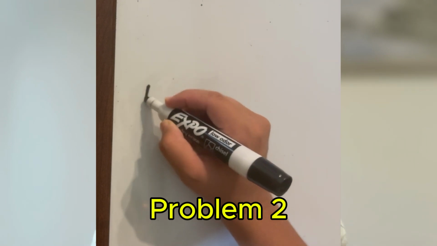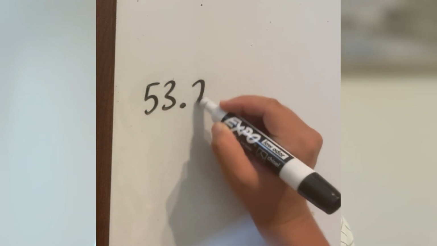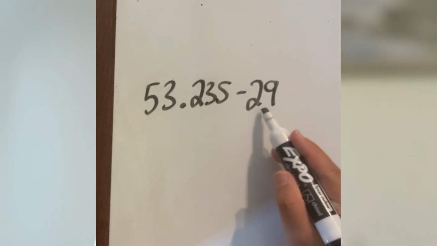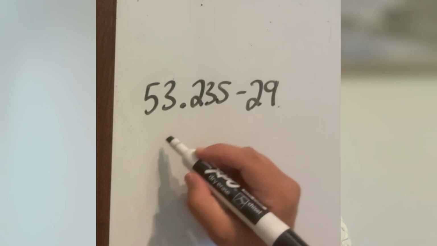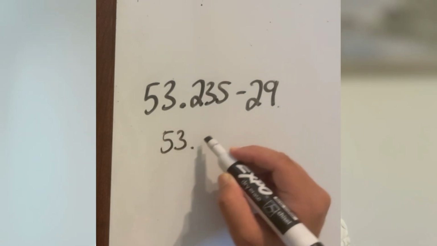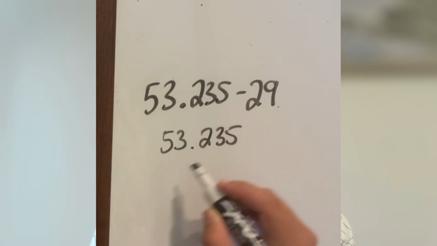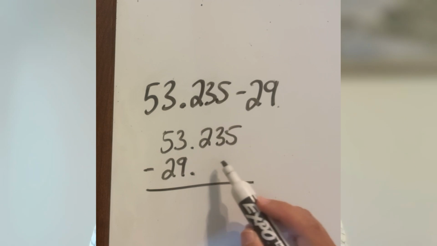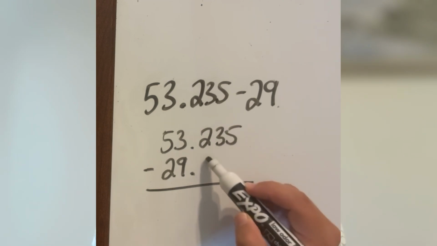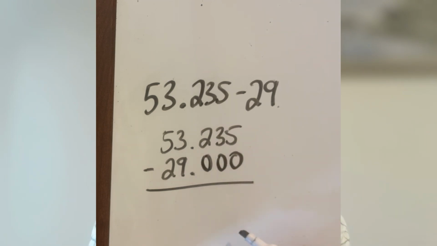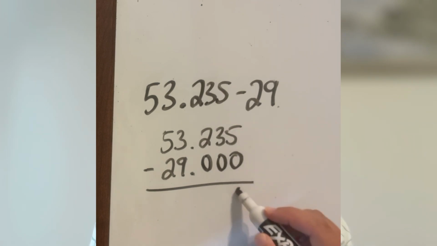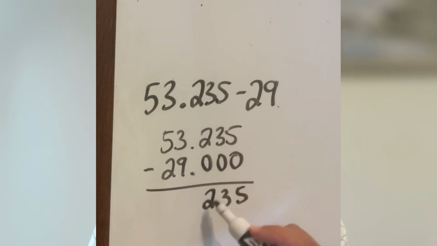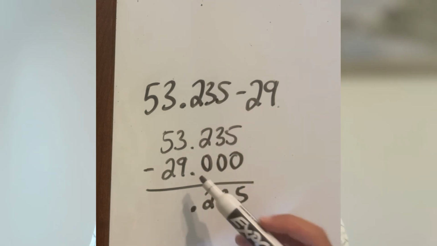Here's another problem. 53.235 minus 29. Where's our decimal point for 29? It's going to be after the 9. So let's rewrite this vertically. 53.235 minus 29 point. Now we have 3 spaces that are empty, we can fill with zeros. Going through the subtraction, 5 minus 0 is 5, 3 minus 0 is 3, 2 minus 0 is 2. Bring down our decimal point.